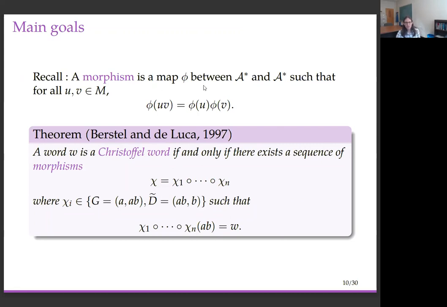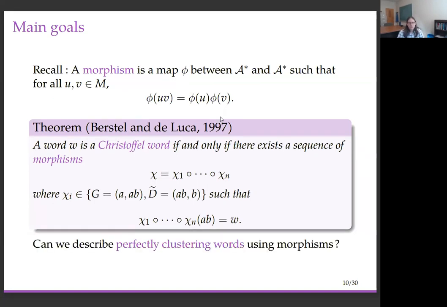I just want to recall that a morphism is a map from the monoid A star to A star such that for any words U and V in A star, phi of UV, so phi applied to the concatenation of U and V, is the same as the concatenation of phi of U and phi of V. So can we describe a perfectly clustering word in the same way using only morphisms?